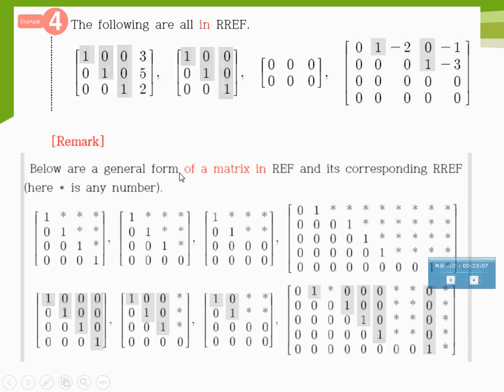So, the difference between REF and RREF is, if you have non-zero entries in here, then it is just REF. But if everything above the leading ones is zero, then this is in the reduced REF, RREF. Okay, like this.